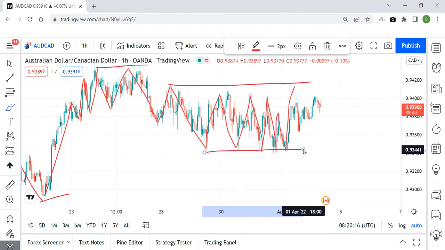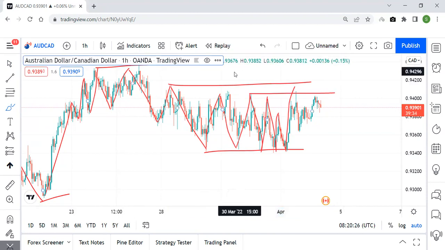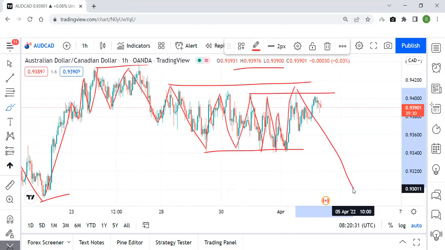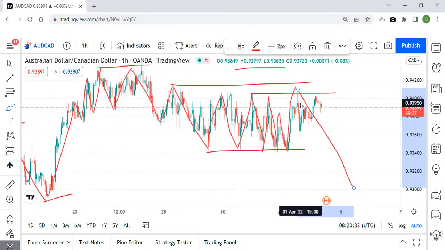So what are we looking for now? If I'm going to be trading this pair, this is where I'm going to time my entry. Once the market comes into this area of value, I'm going to be looking to short. My stop loss is going to be above this previous high, and I'm going to be selling this pair this week. We're going to expect the move to the downside. So that is my take for the Australian Canadian dollar on the 1 hour time frame.